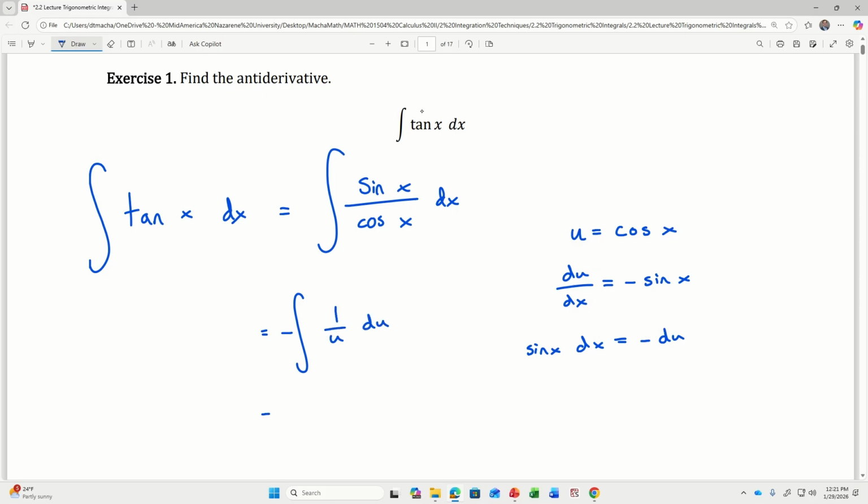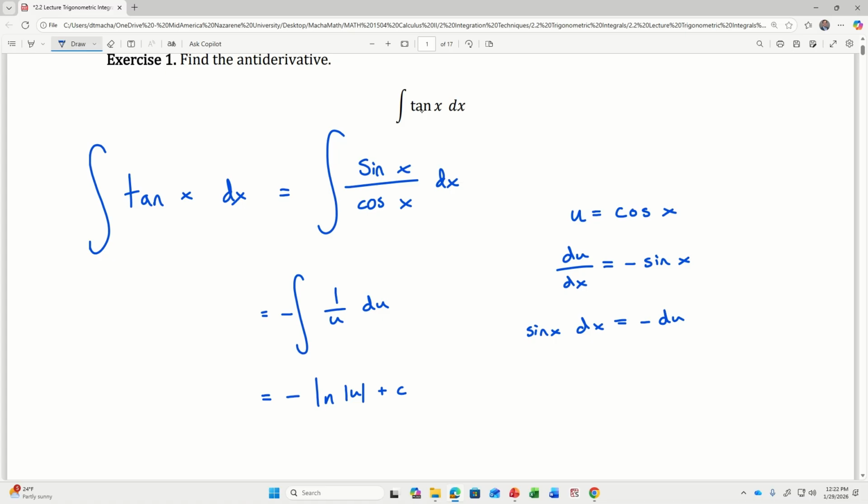And then taking the antiderivative. What's the antiderivative of 1 divided by u? Yeah. And so the final answer here would be negative natural log of absolute value cosine x plus c.